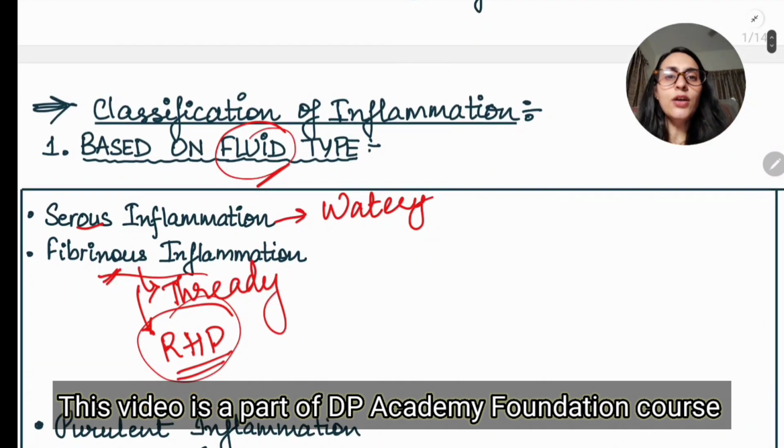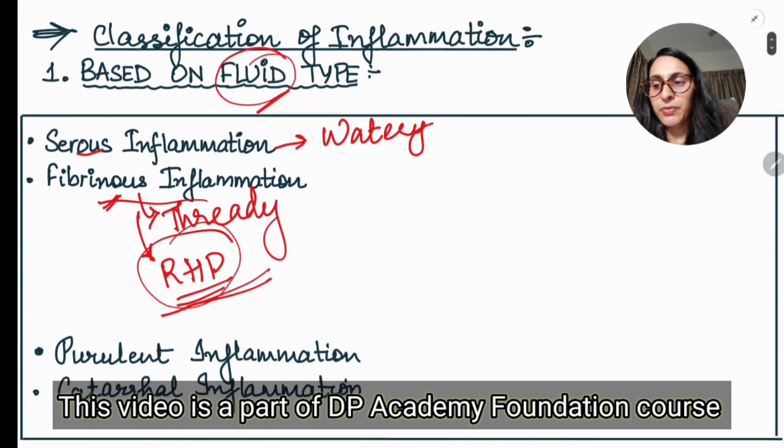That is because of the watery and the thready fluid in the pericardium. In the inflammation of the heart here, the fluid is watery and thready, and that is why it is serofibrinous pericarditis. That is why we call it bread and butter appearance.